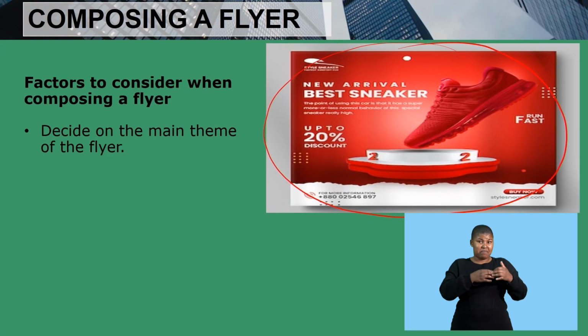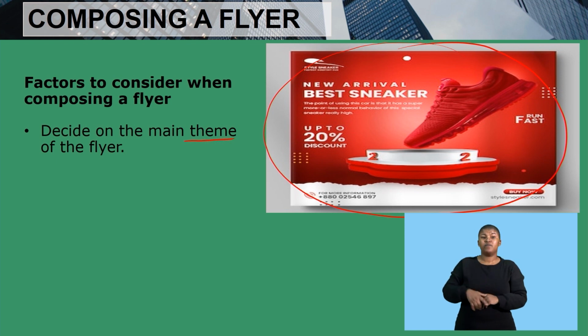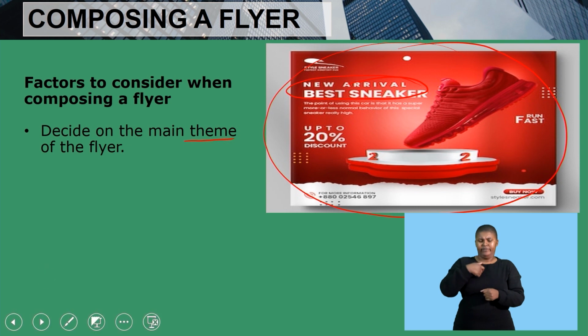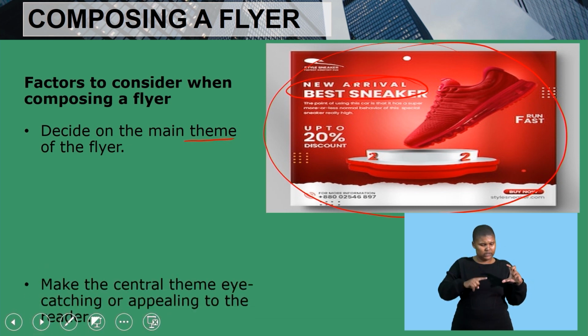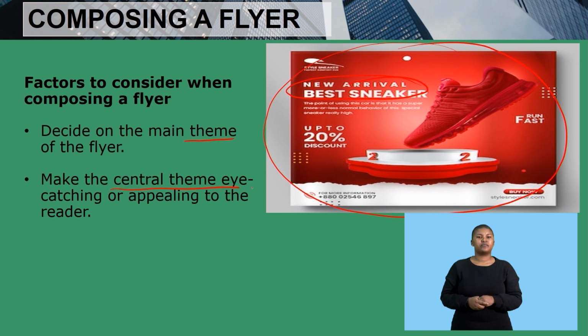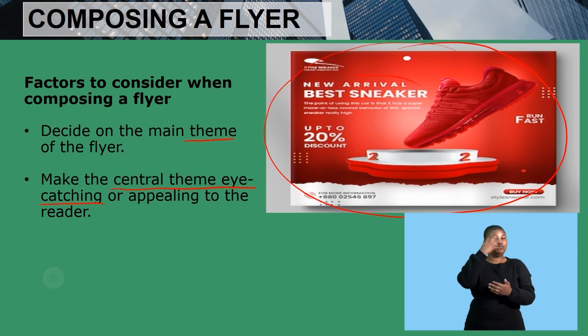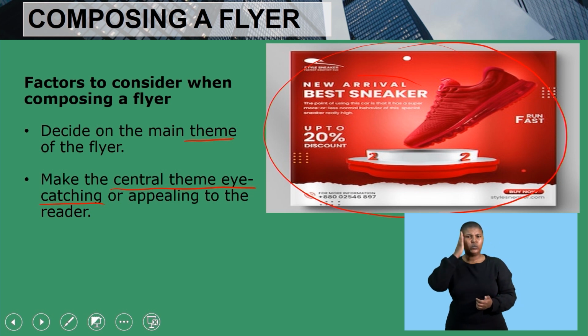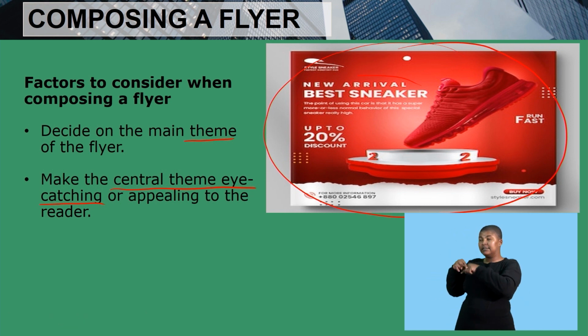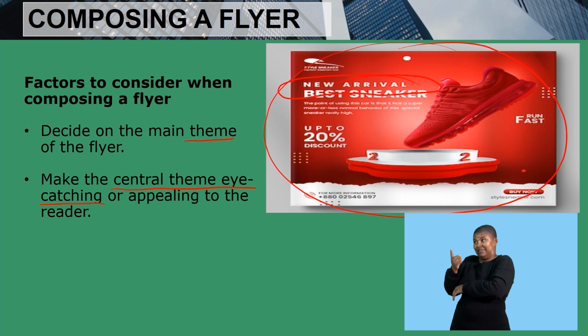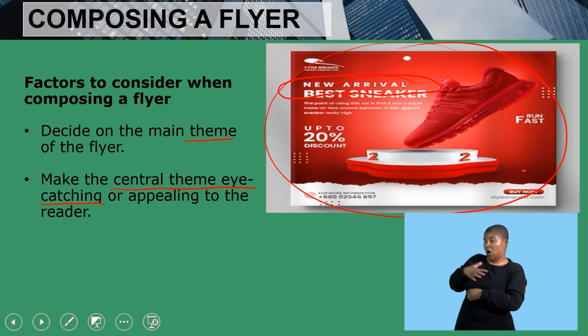Now, let's look at the factors to consider when you compose a flyer. So this would be our example of a flyer. You need to decide on the main theme of the flyer. So you need to decide on the main subject of the flyer, what it is about. Then make the central theme eye-catching or appealing to the reader. So as you can see on our picture there, it says new arrival, best sneaker. So obviously this one captures your attention when you look at that flyer. It has to be appealing, it has to be attractive, so that it can draw the attention of the reader.